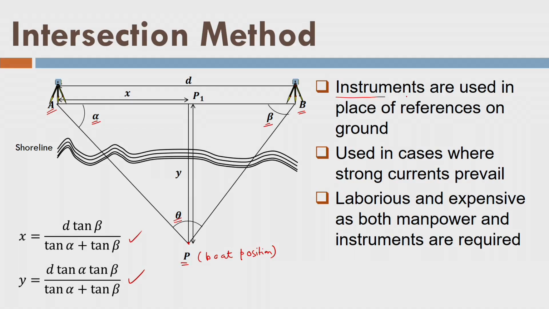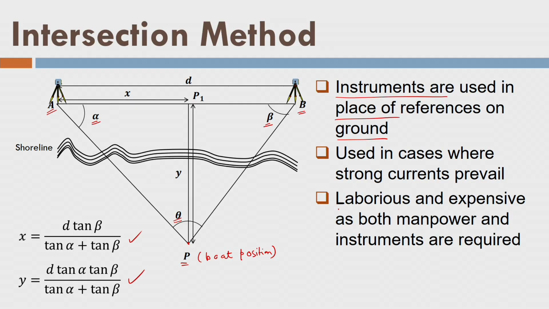Here we can see that instruments are used in place of references on the ground surface, and even if there is a strong current, the boat will maintain a certain position for a few seconds or a few minutes. During that time, as I told you, the surveyor in the boat will raise the flag, and using that flag position we will measure the angles alpha and beta. The instruments at points A and B will be targeting that reference flag raised by the surveyor in the boat.